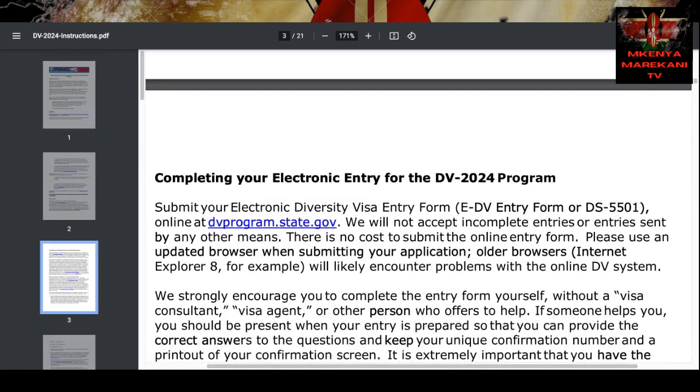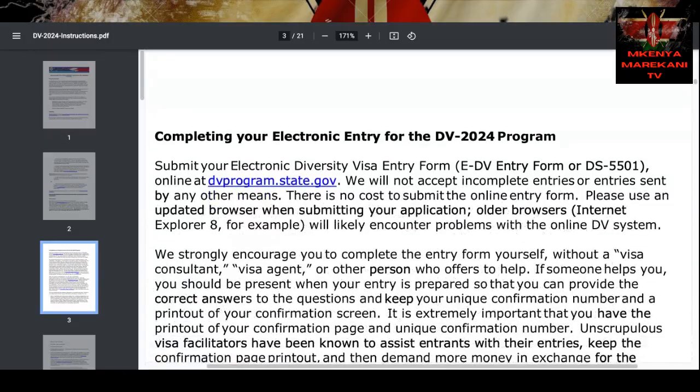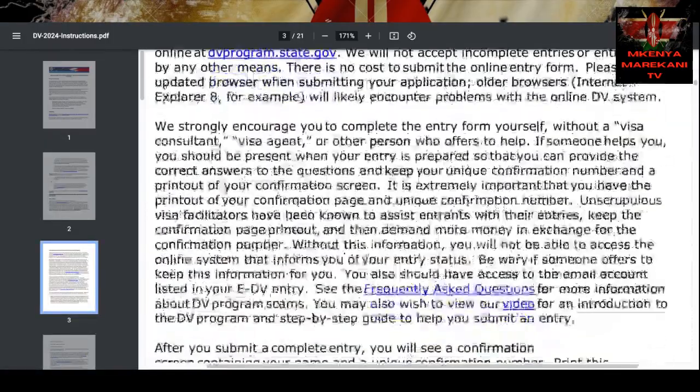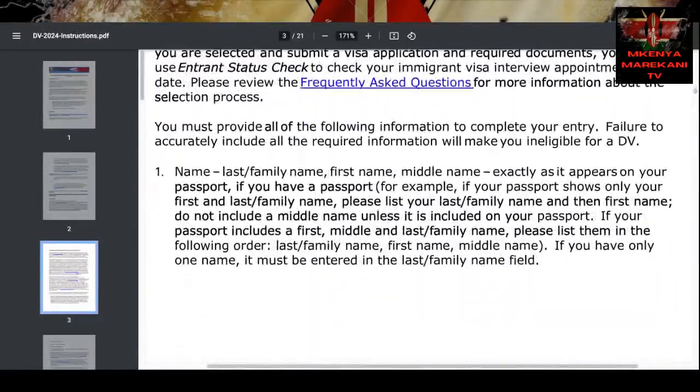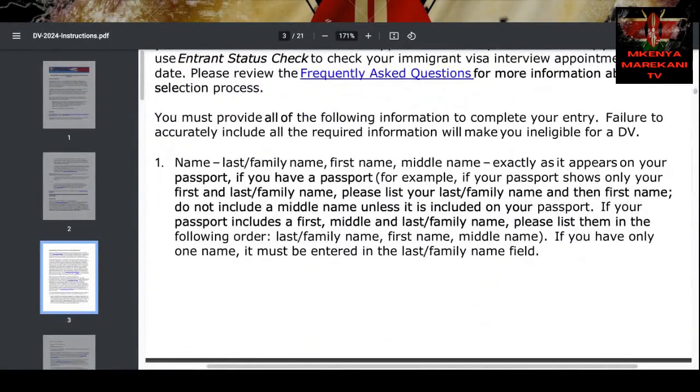So completing your electronic entry for the DV program, which we did yesterday. Let's now tackle again the full form. You must provide the following information to complete your entry. Failure to accurately include all the required information will make you ineligible for a DV. Okay, so number one is name.